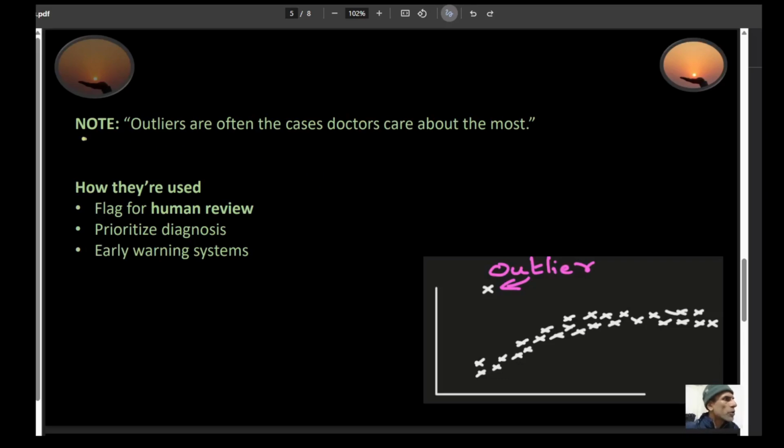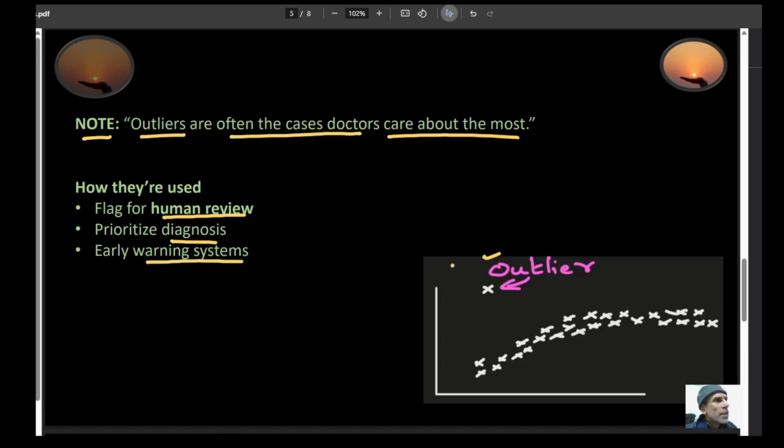A word of note: in the medical domain, outliers are often the cases that doctors care about the most. So these outliers are flagged for human review. If somebody comes across a data point that is an outlier, they ask somebody to go and look at it and see what's going on. Maybe you want to prioritize that particular diagnosis, look into that patient more closely, and give that patient a higher priority. Or maybe this could be an early warning system for something to come.